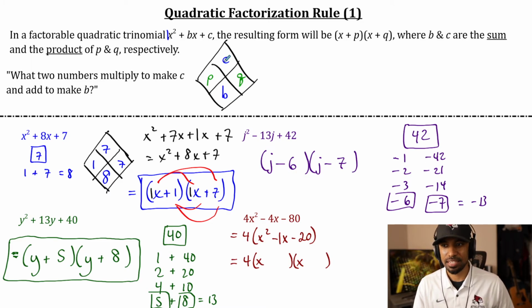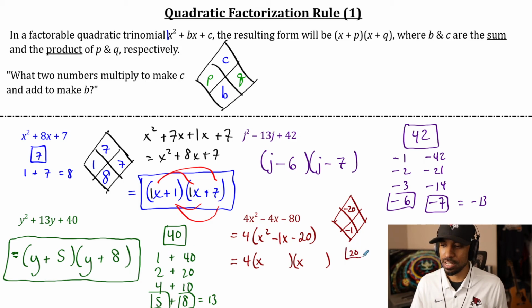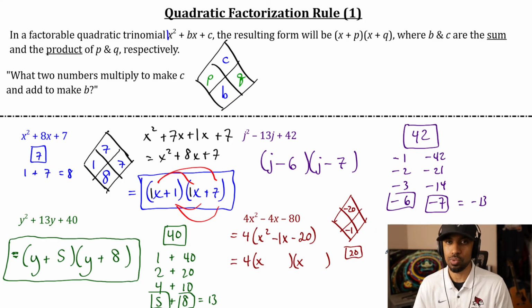That's important because, going back to that diamond thing, we're asking ourselves what two numbers multiply to make negative 20 and add to make negative 1. That's what we're going for now. So I'm going to list out my factors of 20 here. And again, you can do this mentally. I do it mentally, I'm just showing you what it looks like. Trial and error: just rummage through your factors of 20, see which ones add to negative 1.